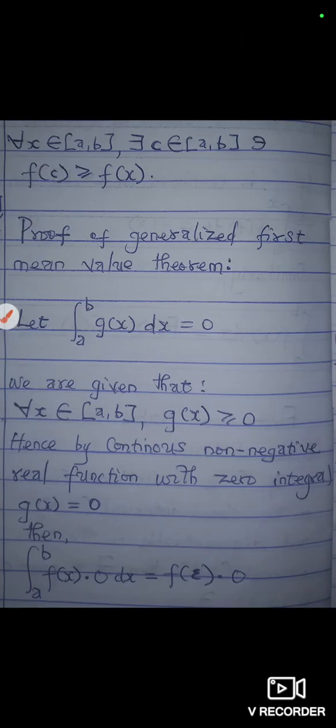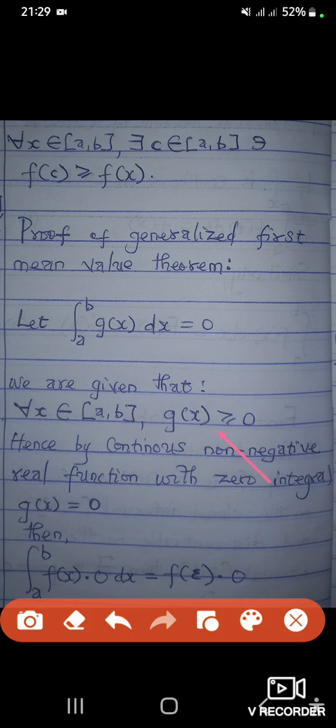Now we know that g is non-negative. Hence, by continuity, yes, the continuity of non-negative real functions with 0 integral, g of x is 0. Now, what does this mean? It means that the whole of this integral is 0. An integral can be 0 if the function itself is 0. So the integral is 0 implies that the function itself is 0. That is the implication of that statement.